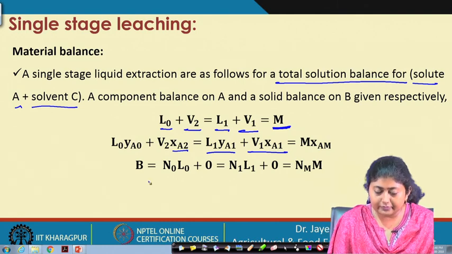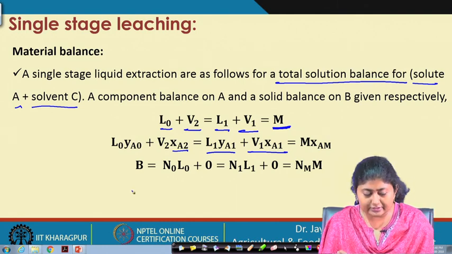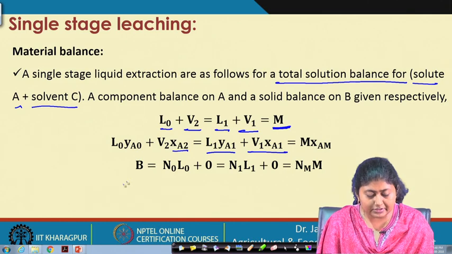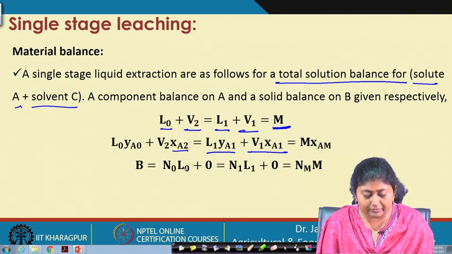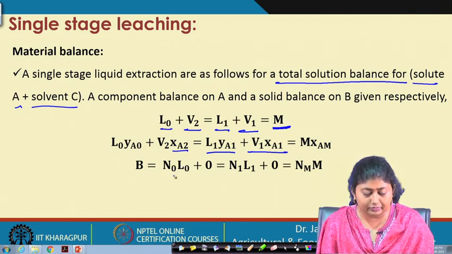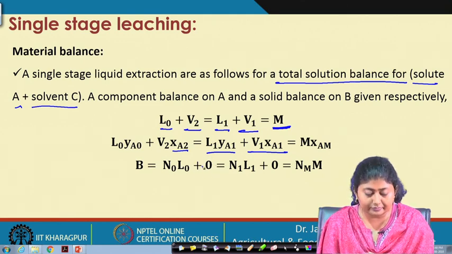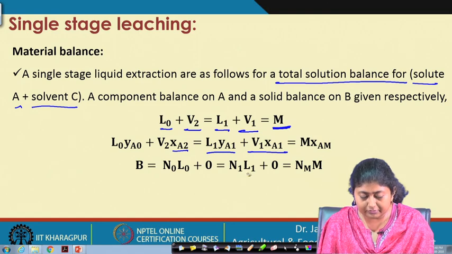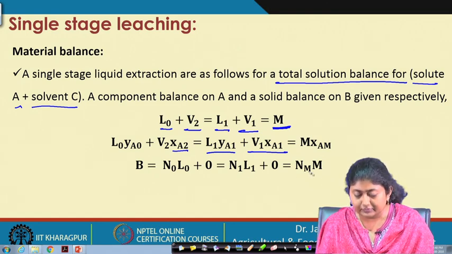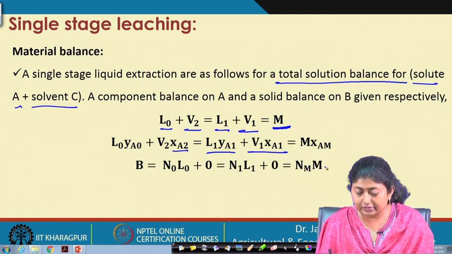Now, if you want to do a balance on the inert material, that is B. So, B will be how much? Initially the stream L 0 has a concentration of N 0 for the B, and the solvent did not have any trace of B. So, the total B will be equal to N 1 L 1 plus 0, that is N M into M.